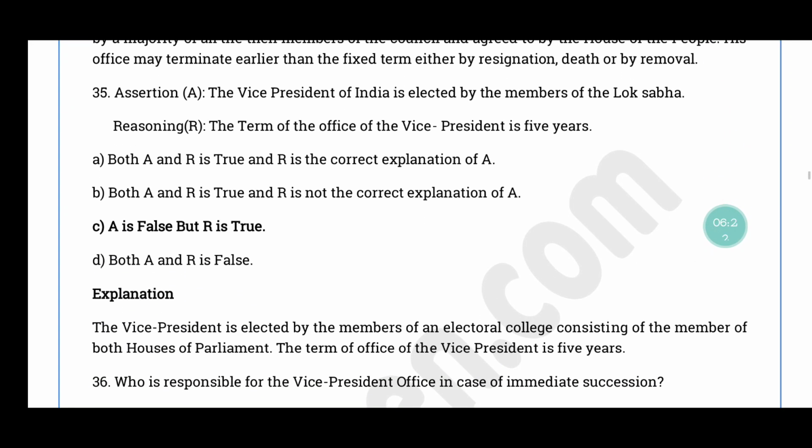Question number 35. Assertion. The vice president of India is elected by the members of the Lok Sabha. Reasoning. The term of the office of the vice president is 5 years. The correct answer is option C. Statement is false but the reason is true. The vice president of India is elected by the members of electoral college consisting of the members of both houses of parliament ன்னு சொல்லலாம். The term of office of vice president 5 years.